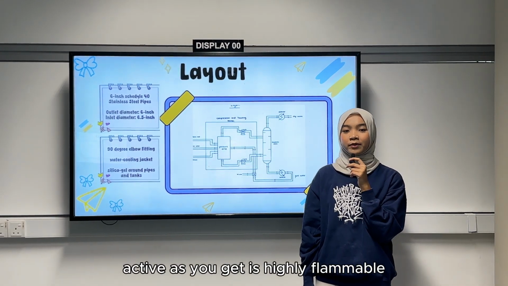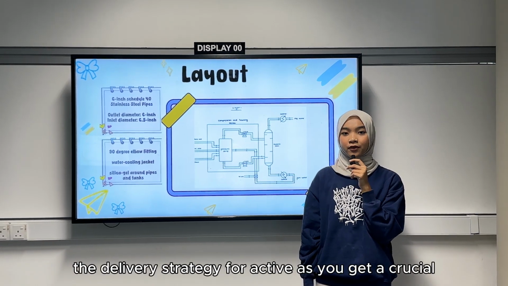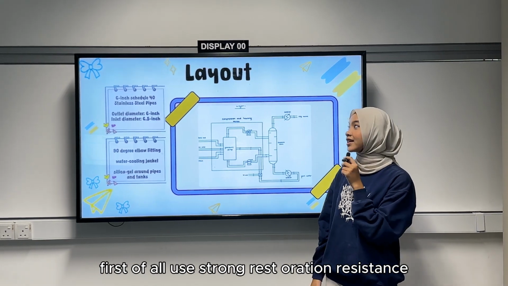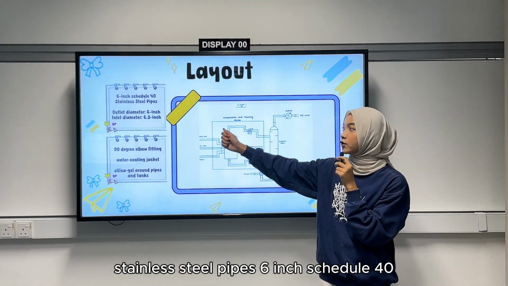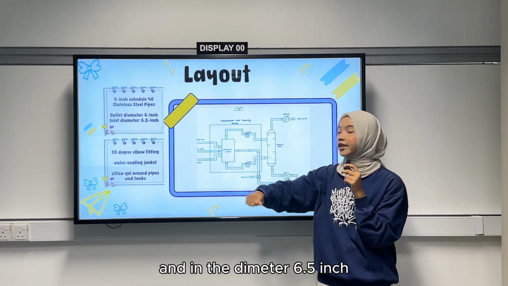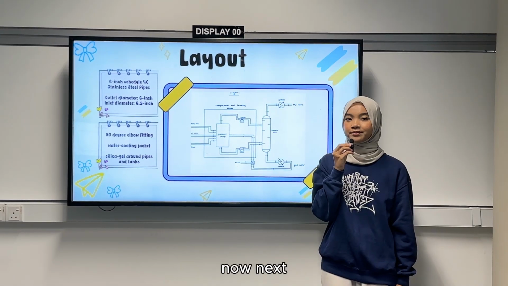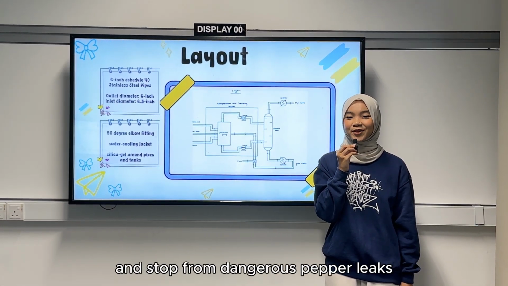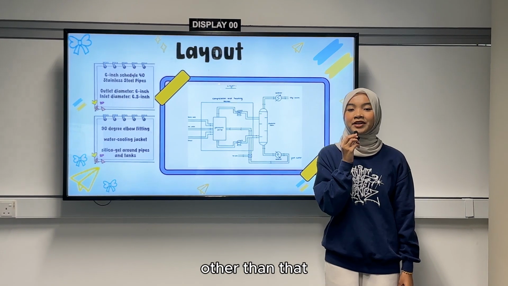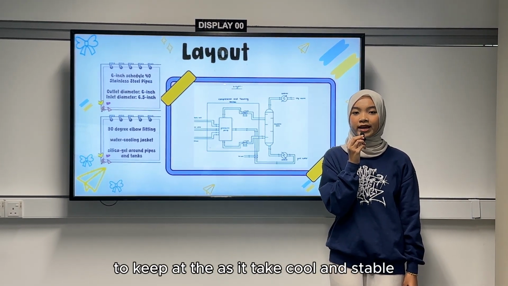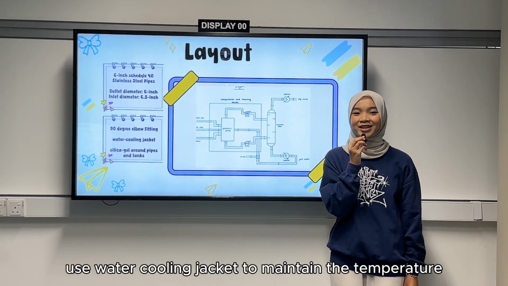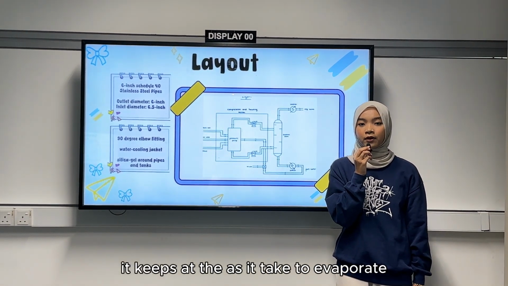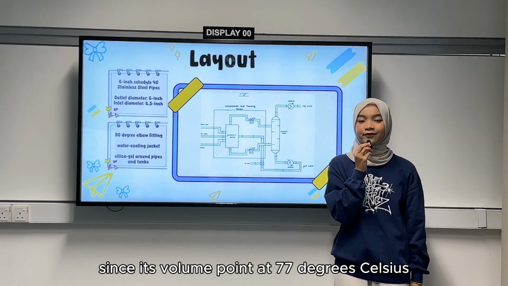Ethyl acetate is a highly flammable and volatile component, so the delivery strategy for ethyl acetate is crucial. First of all, use strong, corrosion-resistant stainless steel pipes, 6-inch Schedule 40, where the outlet diameter is 4 inch and inlet diameter 6.5 inch. Next, 90-degree elbow fittings guide the flow safely and stop dangerous vapor leaks. Other than that, to keep ethyl acetate cool and stable, use a water cooling jacket to maintain the temperature at 25 degrees Celsius. It keeps ethyl acetate from evaporating, since its boiling point is 77 degrees Celsius.